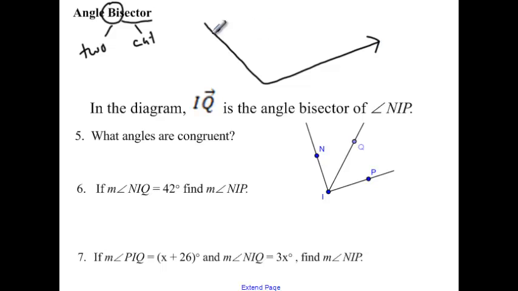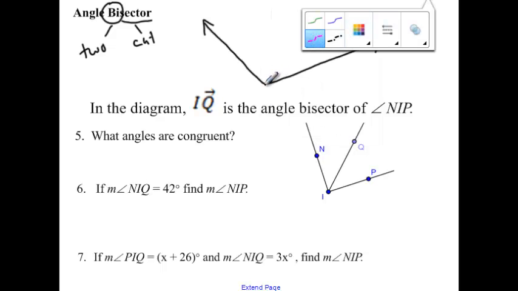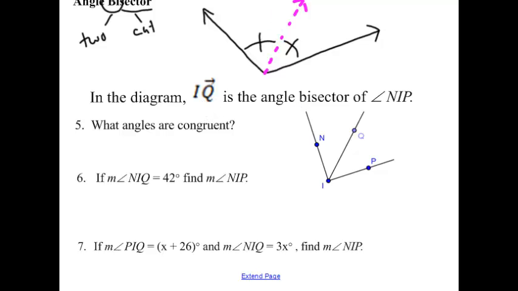If we had an angle, we would need to see another ray coming through that angle, and it needs to come from the vertex through the interior of the angle in such a way that it cuts that angle into two equal parts. So you would end up with congruent angles. And if that's the case, then you have an angle bisector. In example 5, we have one of those. It tells us in the directions that ray IQ is an angle bisector. So that means again that these two individual angles it's made are congruent.